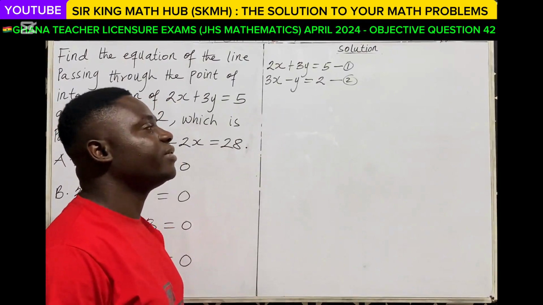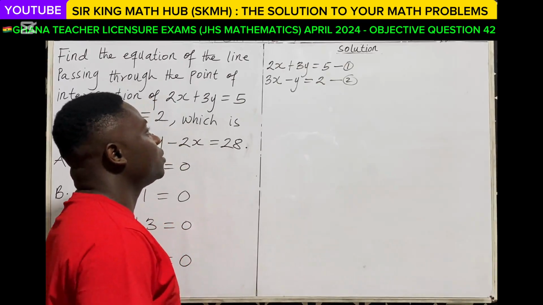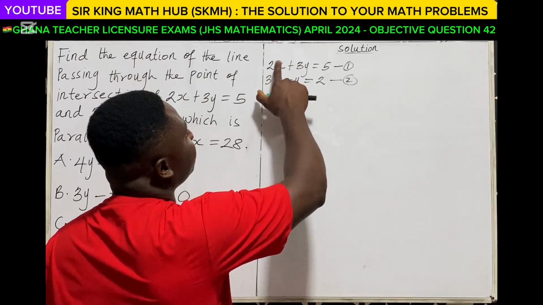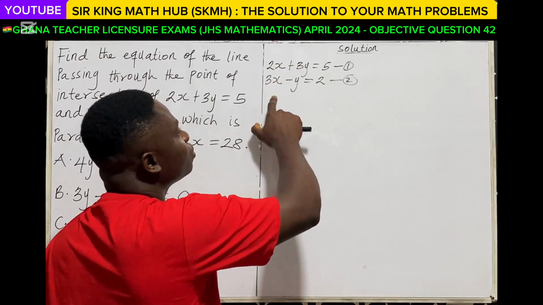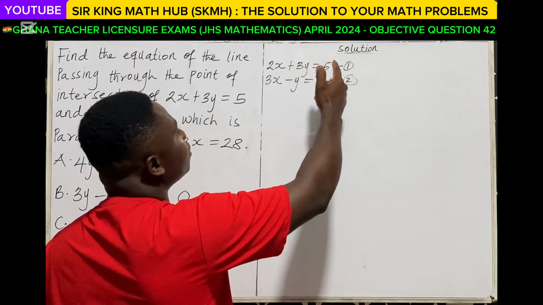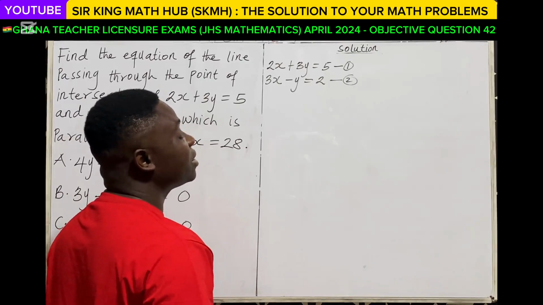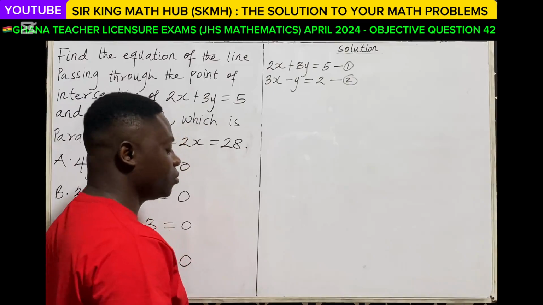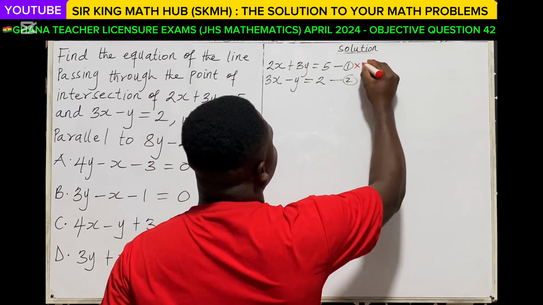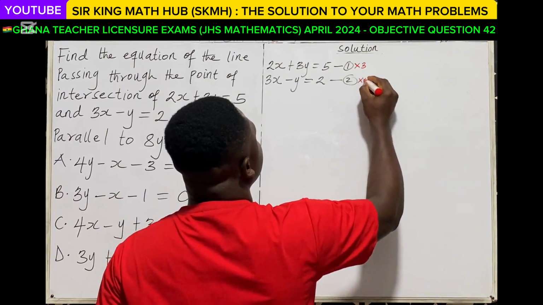To find the point of intersection of these two lines, we need to solve the equations simultaneously. So I want us to go by the elimination method. Because the coefficient of x in equation 1 and equation 2 are different, and also the coefficient of y in equation 1 and the coefficient of y in equation 2 are also different, it means that we need to get a third and then a fourth equation. So that's what we are going to do. We are going to multiply equation 1 by 3 and then equation 2 by 2.